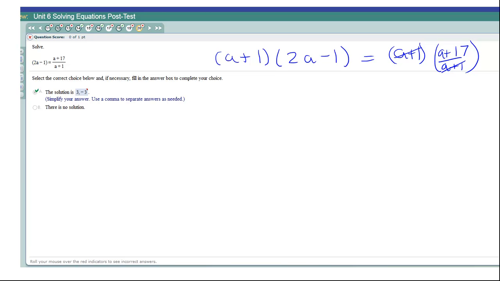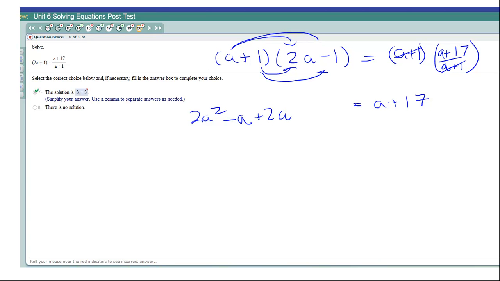This cancels with this, and then I just have a plus 17 on the right, and then I multiply this out. a times 2a is 2a squared. a times negative 1 is negative a, and then 1 times 2a is 2a. 1 times negative 1 is negative 1. And then I combine my like terms, so now I have 2a squared plus a minus 1 equals a plus 17. And then I subtract this stuff off.